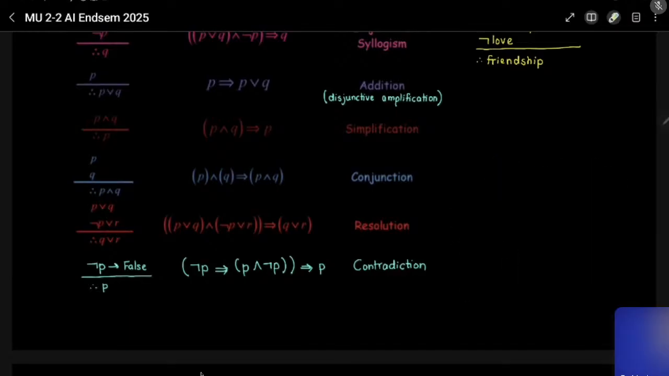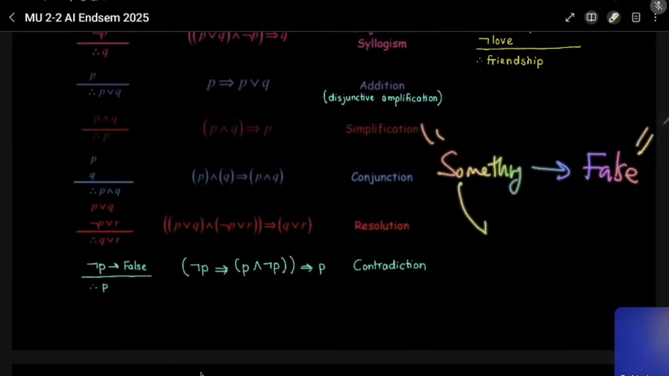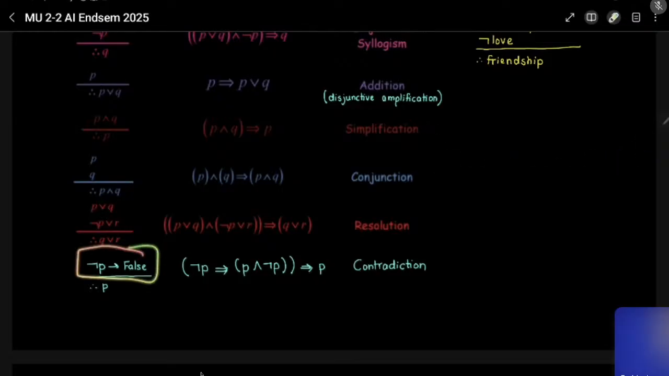Why is this the case? Because if you look at the truth table of implication, something implies false. This statement can only be true if this something is false. And in this case, we are saying that not P implies false. So if not P implies false is true, then not P has to be false. And if not P has to be false, P has to be true, and that is why contradiction works.